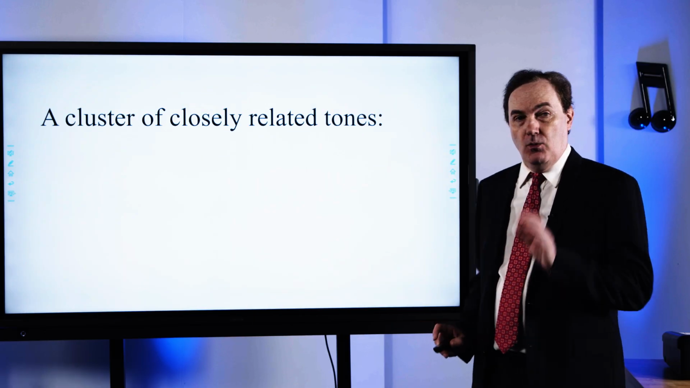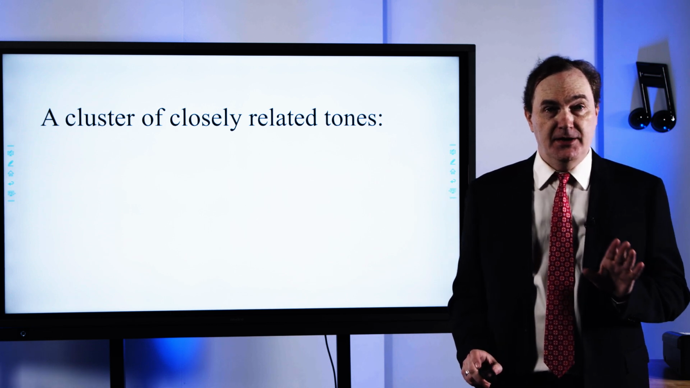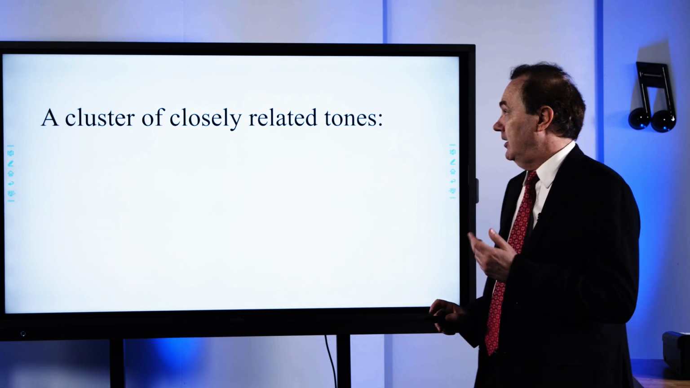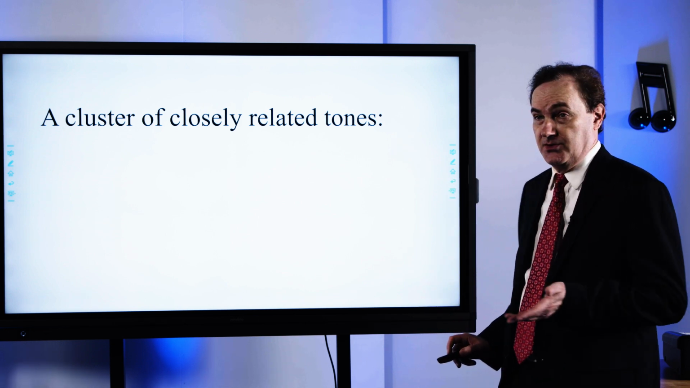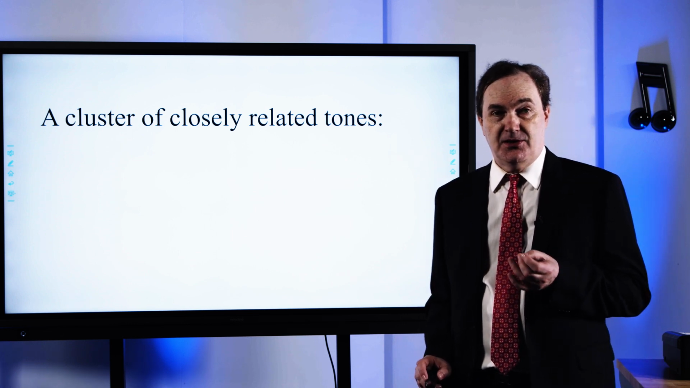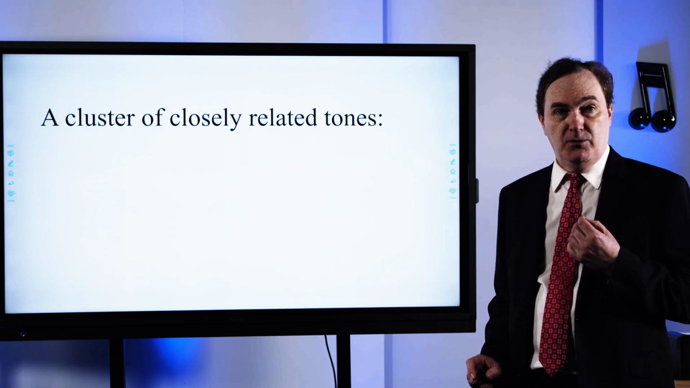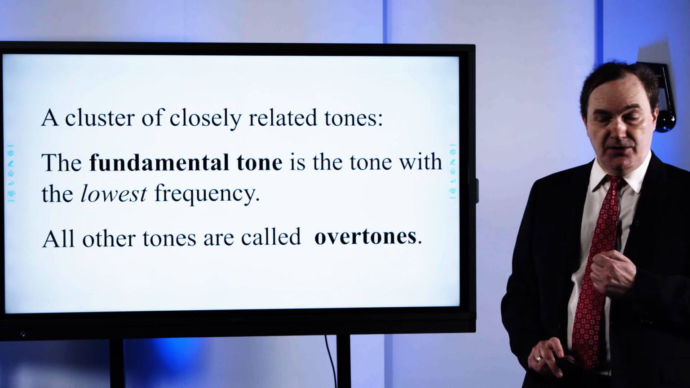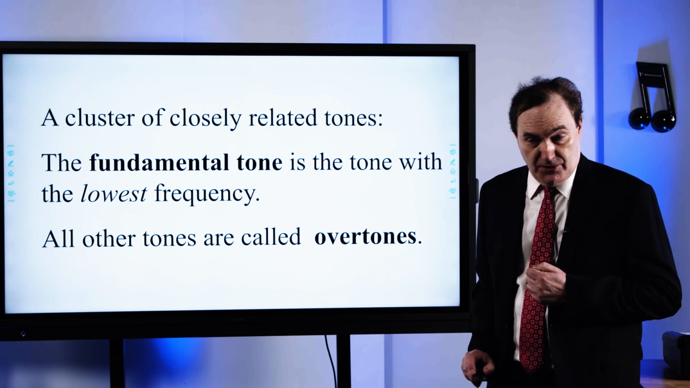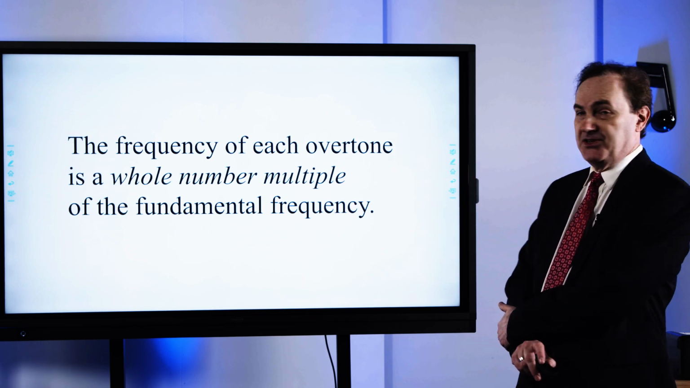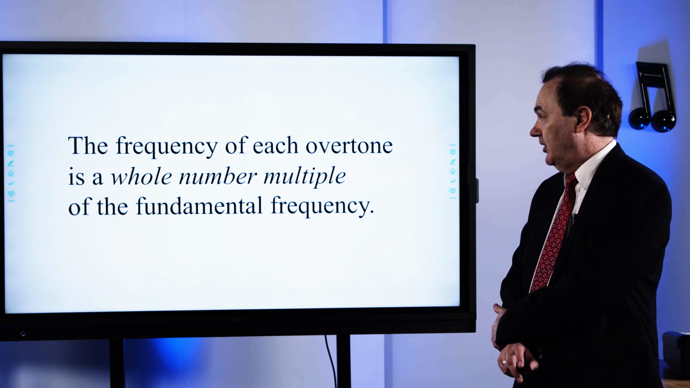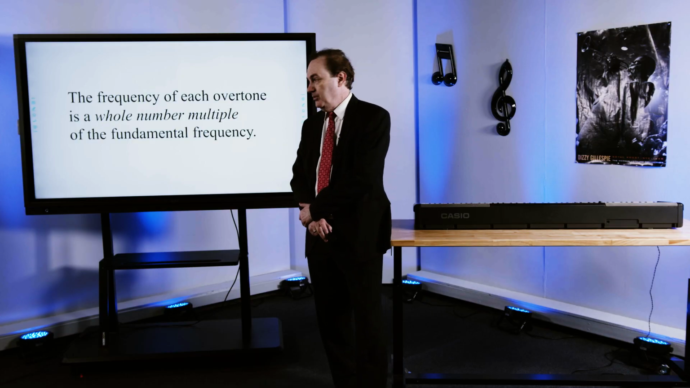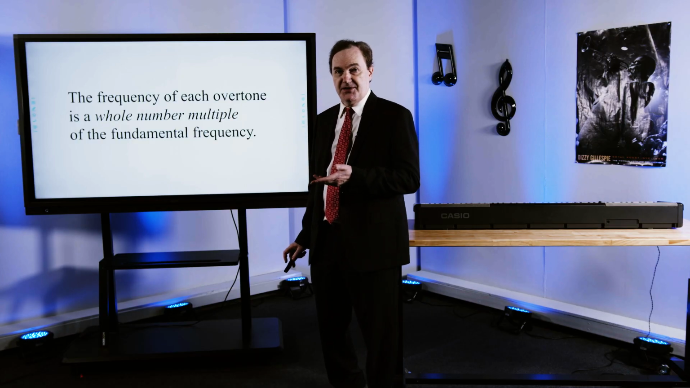Now, when you hear a sound occurring in nature, generally you are not hearing a pure tone. Rather, you are hearing a cluster of closely related tones. The most important of these is called the fundamental tone, and that would be the one which has the lowest frequency. Now, all the other tones in the cluster are called overtones. The frequency of each overtone is a whole number multiple of the fundamental frequency. The whole numbers being 1, 2, 3, 4, 5, 6, and so forth.